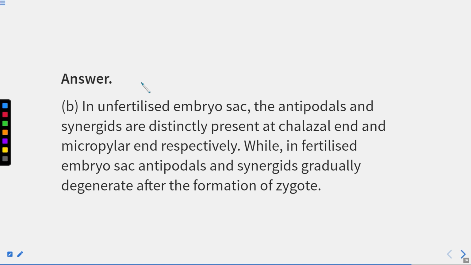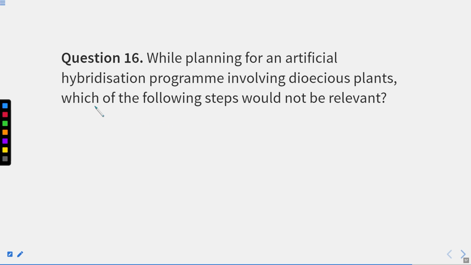Now let's have a look at the answer. Option B is the correct answer here. In an unfertilized embryo sac, antipodals and the synergids are distinctly present at the chalazal end and the micropylar end. While in the fertilized embryo sac, antipodals as well as the synergids gradually degenerate after the formation of the zygote. So after fertilization, antipodals and the synergids degrade. That's why that option was correct.